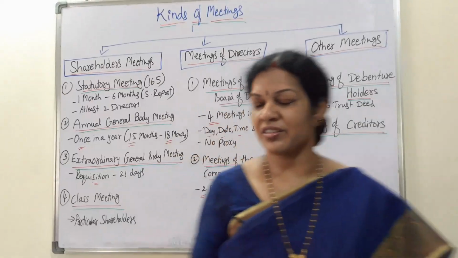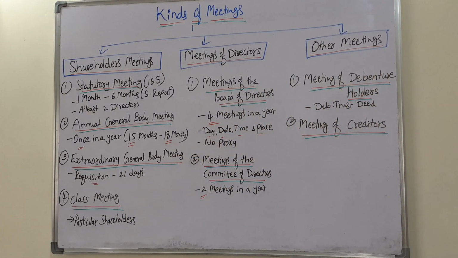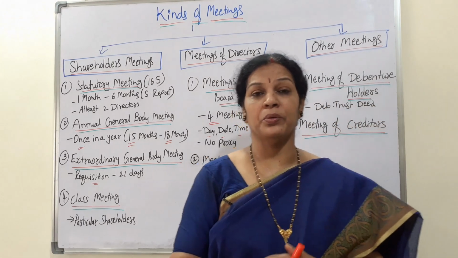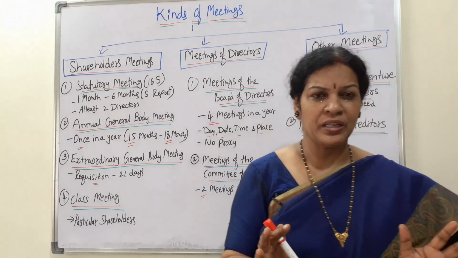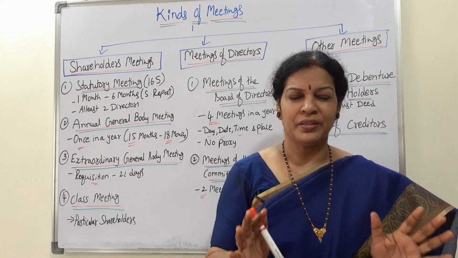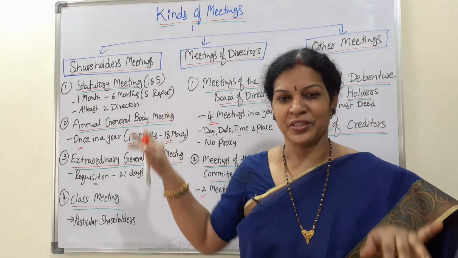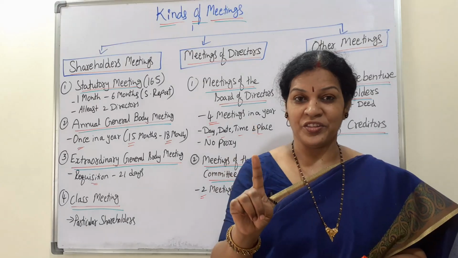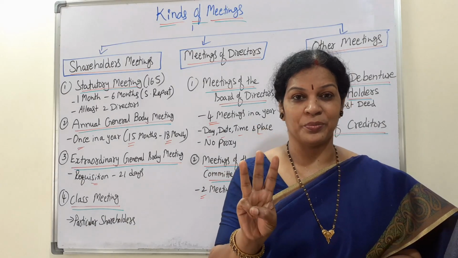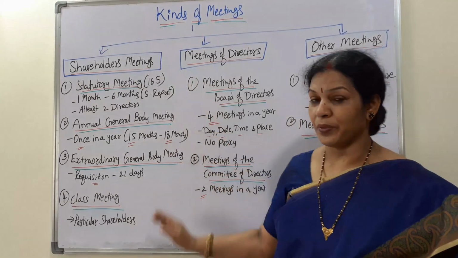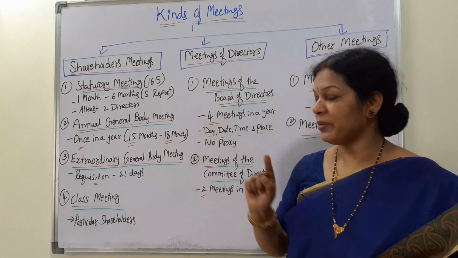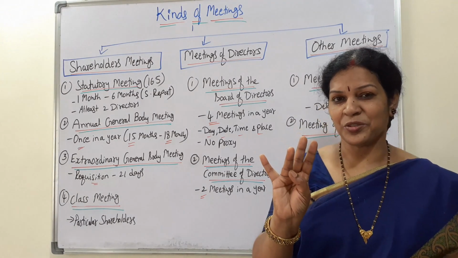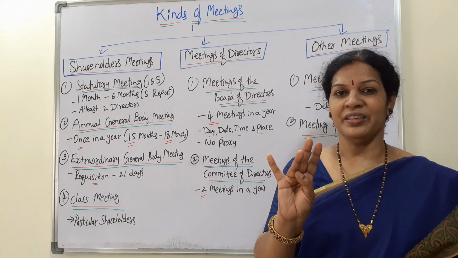That's all. You can take a screenshot or note it down. So dear students, it is a very important topic. Don't ignore it. Let me give you a recap on how to remember. Simple thing: just close your eyes, first see the board and remember that 3 types of meetings are there: shareholders meetings, directors meetings, and other meetings. Shareholders meetings we have 4: statutory meeting, annual general body meeting, extraordinary general body meeting.